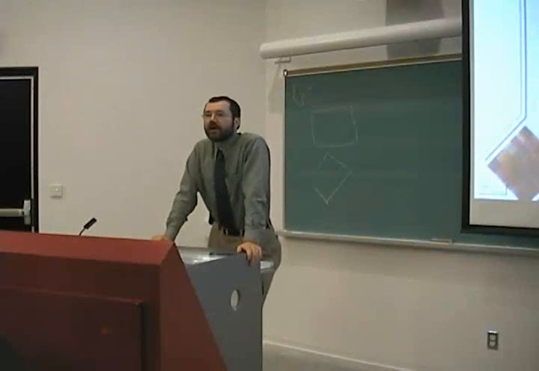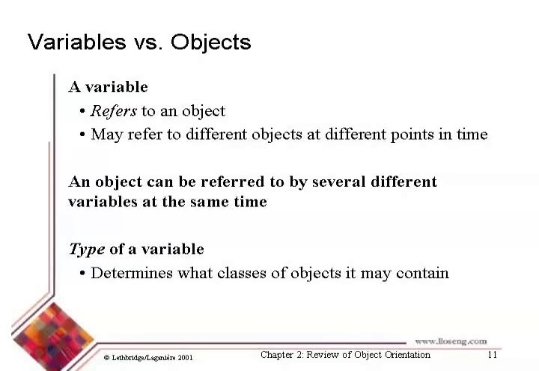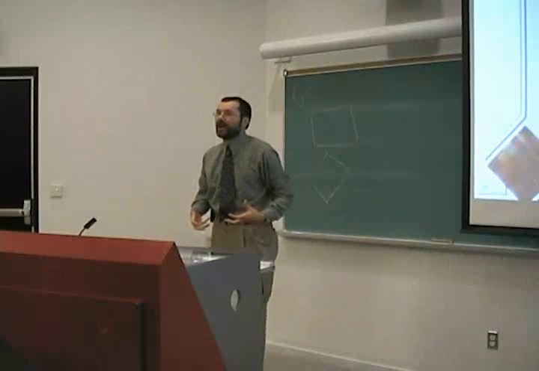Now, we said that an object has a class. A variable has a type. The type determines what kinds of objects can be put in that variable. So, for example, and let's just use a visual metaphor for a second. If I have a variable that's square, I can only put a square object in it. If I have a variable that's circular, I can only put a circular object in it. So I have variables of square type and variables of circle type.